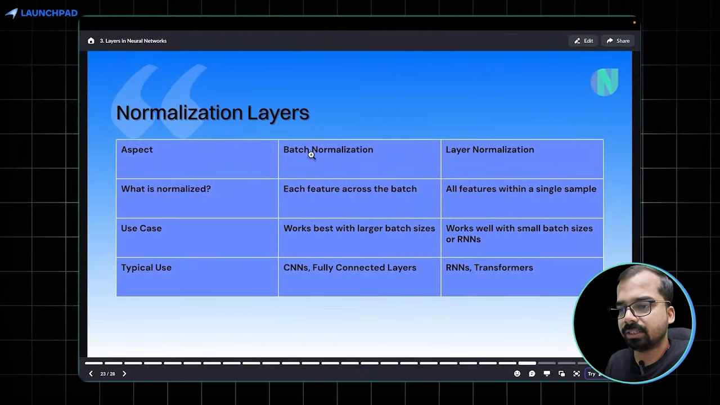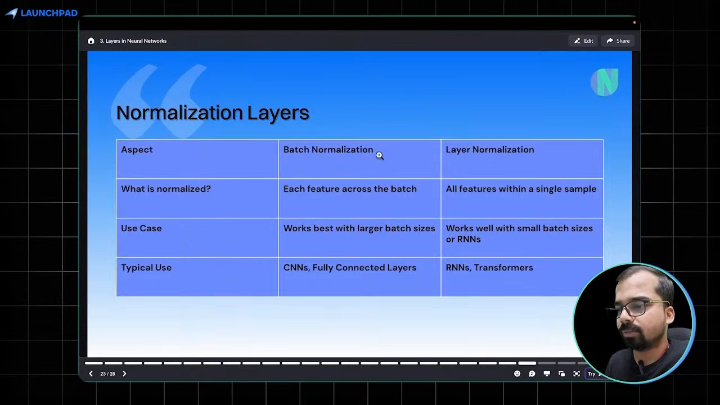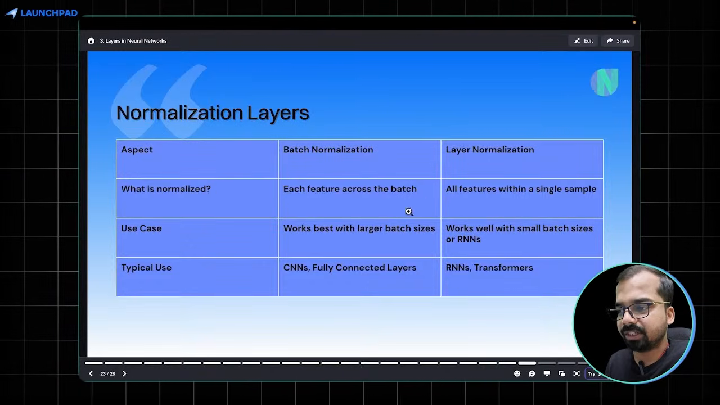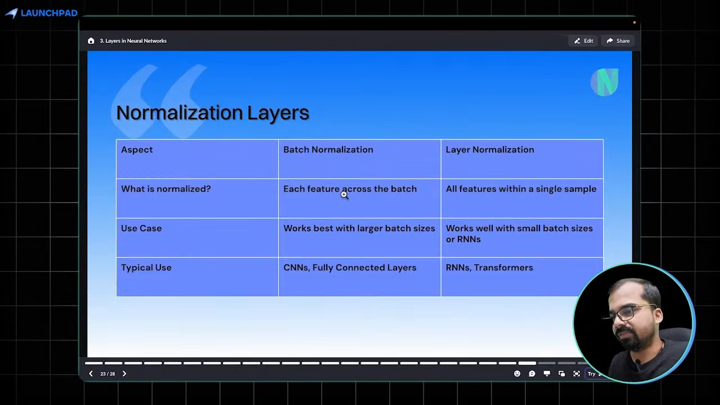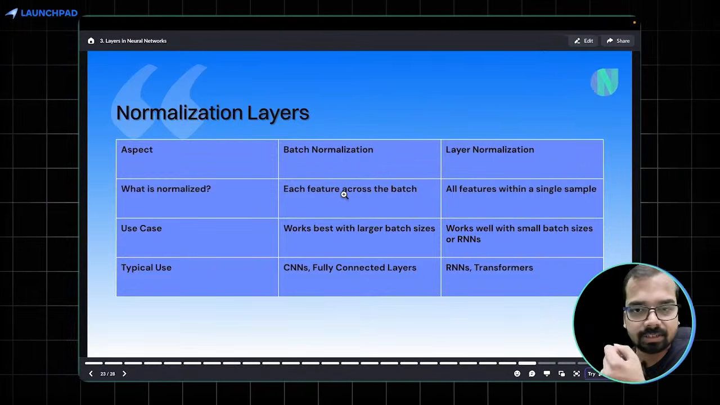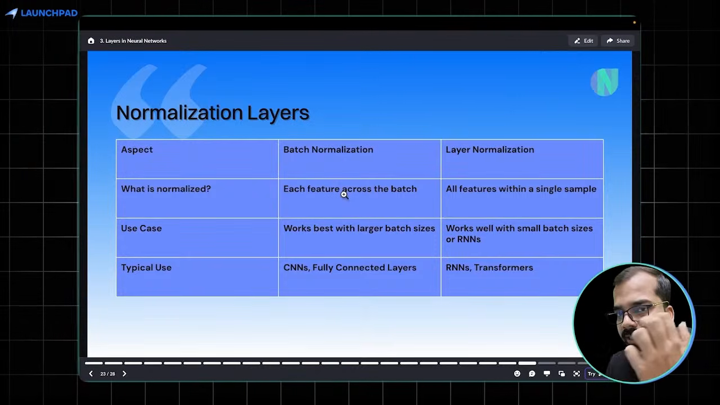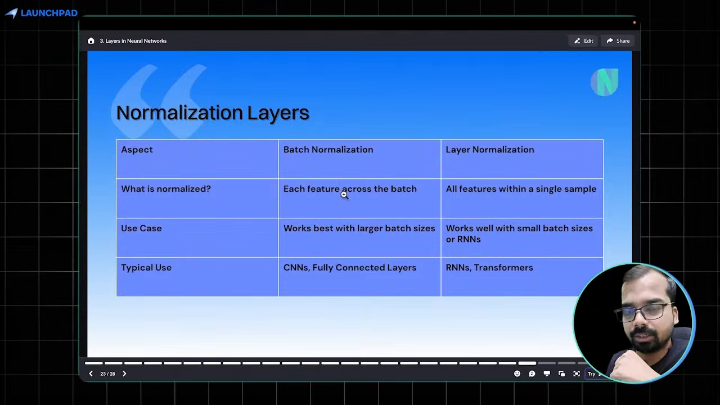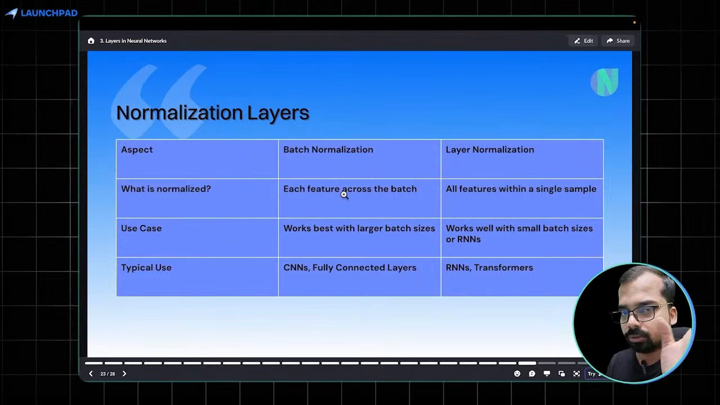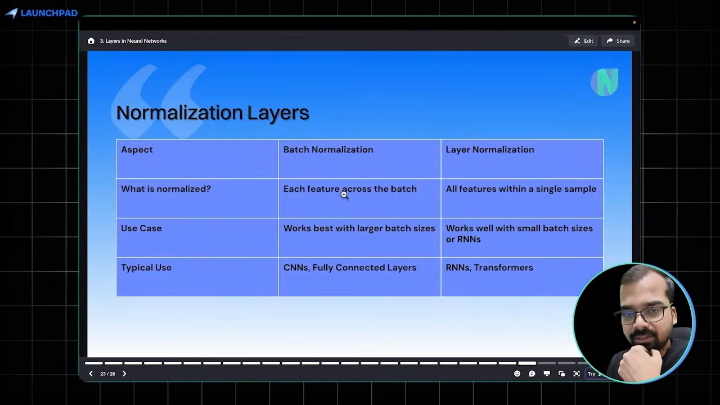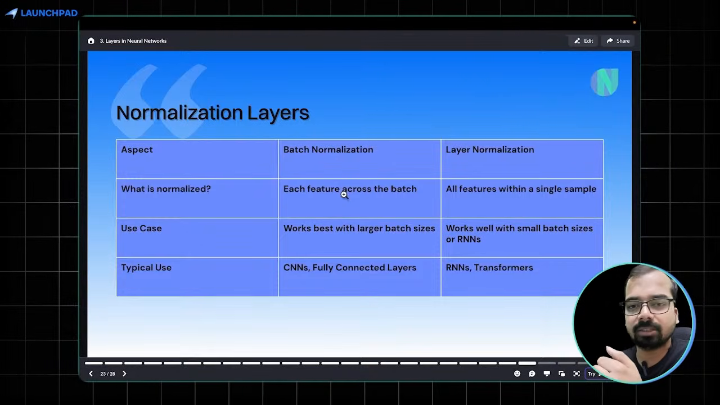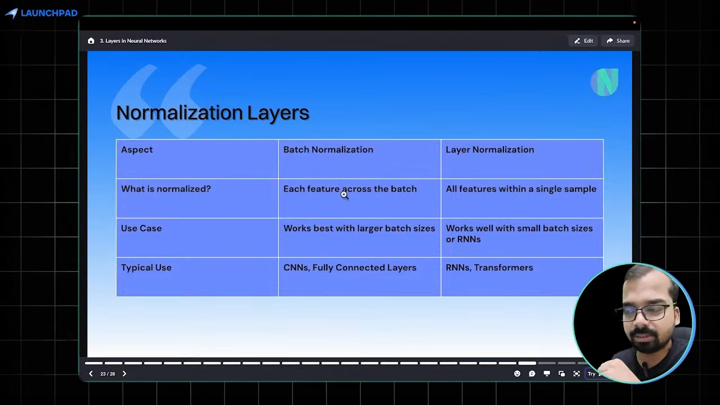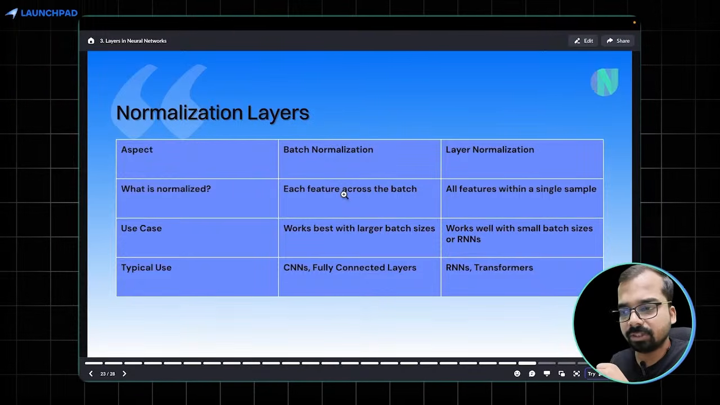Now, normalization layers. In the case of batch normalization, each feature is normalized across the batch. For example, if I had age as the feature and my batch size is 32, what I will do is get the mean and standard deviation to normalize the data, right? Normalization is what? (X minus mu) upon sigma. So, I want the mean and standard deviation of the data.